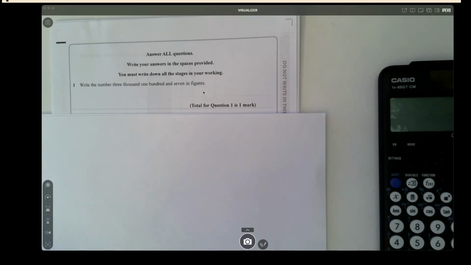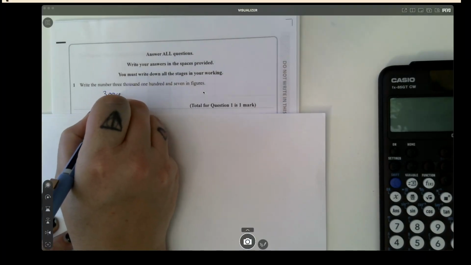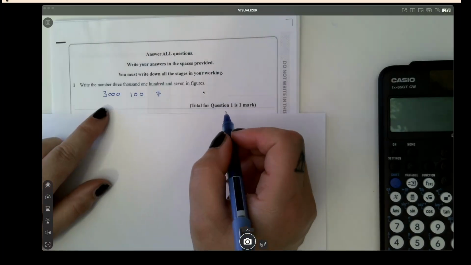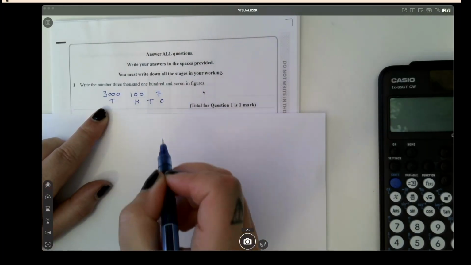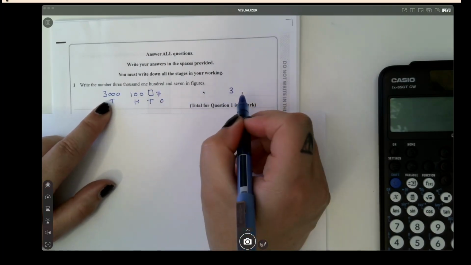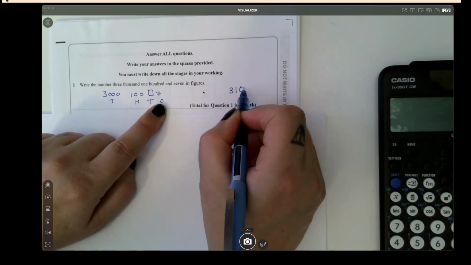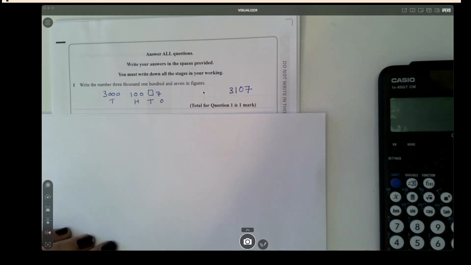Question 1. Write the number 3,107 in figures. So we have 3,107. So we've got thousands, hundreds, no tens, and we've got ones. So we're going to have a 0 here in the tens column. So we've got 3,000s, 100, 0 tens, 7 ones in figures there on the answer line.